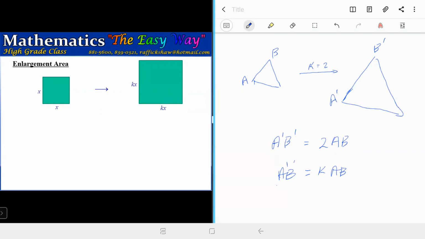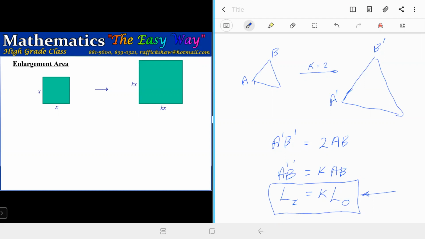Now note that A prime B prime, we can refer to it as an image length. I'm going to put L, I meaning image. And K times AB, where AB is the length of the object. This is the object and this is the image. The image is always the one with the prime. So this now is K times the object length. I'm going to put O right there. So we've been using this without really calling it this.